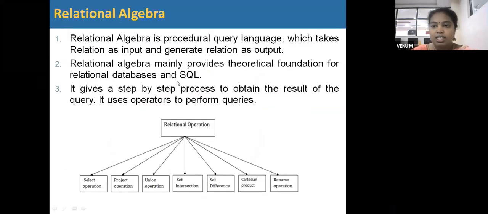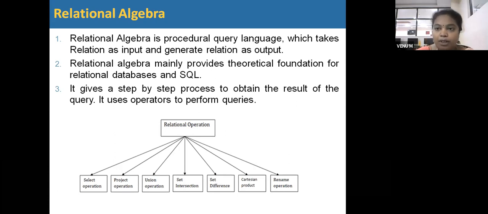So what are the relational operators here? Select operation, project operator, union operator, intersection operator, minus operator or the difference operator, Cartesian product, rename, and the types of joins. What are the types of joins here? Inner join and outer join. Three kinds of inner joins are there and three kinds of outer joins are there. What are the types of inner joins? Theta join, equi join, and natural join. What are the outer joins? Left outer join, right outer join, and full outer join.